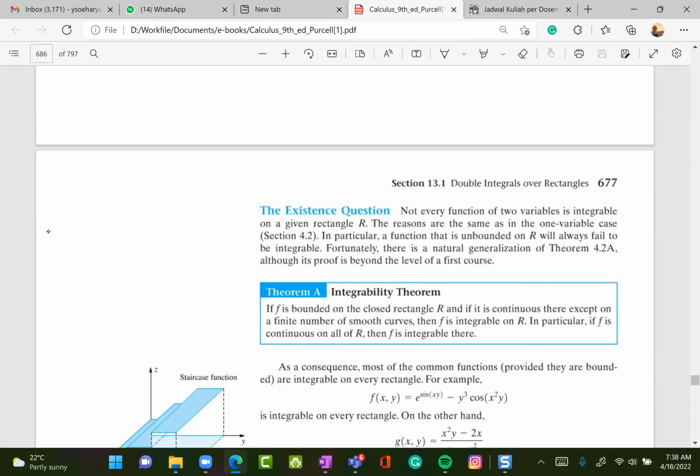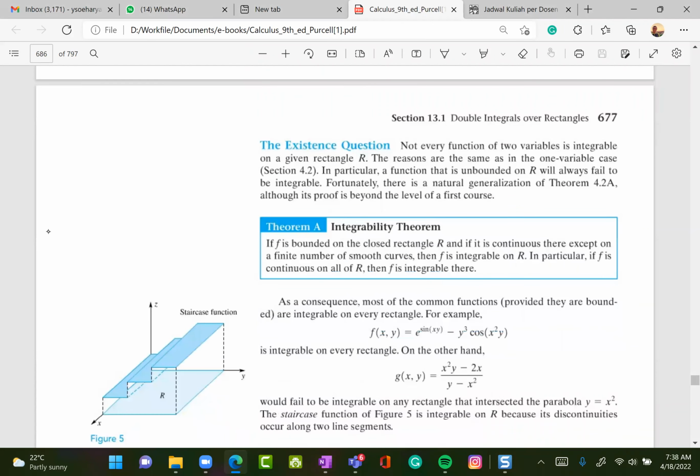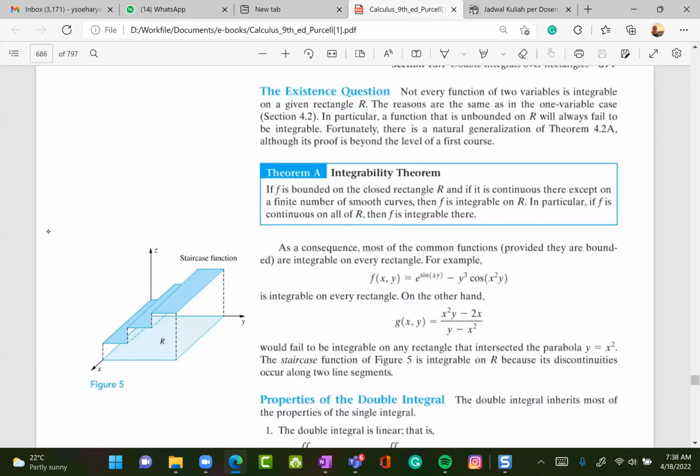All right, first about existence. What kind of functions can we compute here? The integrability theorem tells you that requirement. Suppose f is bounded on a closed rectangle R, and it is continuous except on a finite number of smooth curves. Then f is integrable over R. In particular, if f is continuous, then it is integrable.